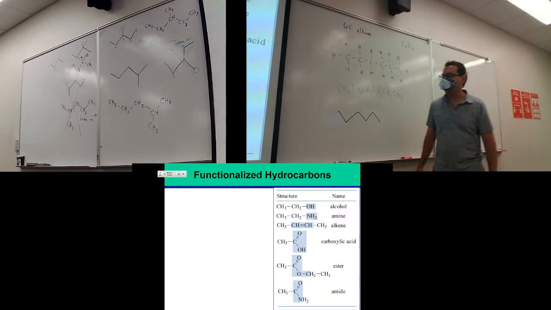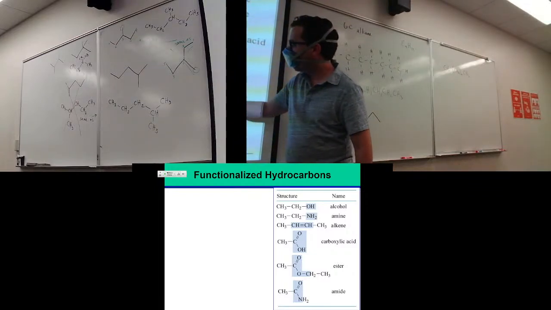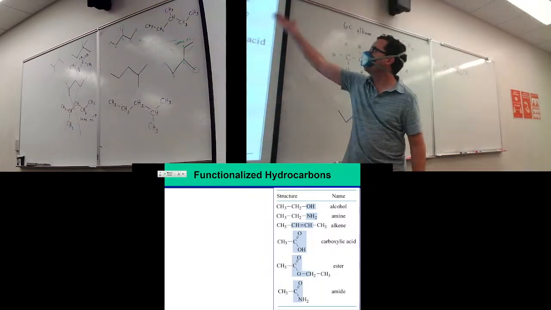And then amides. So an amide is something similar to an ester, but instead of the O with more carbons, there is a nitrogen, an amine group.